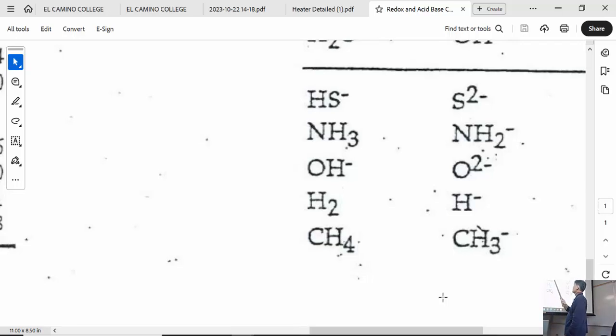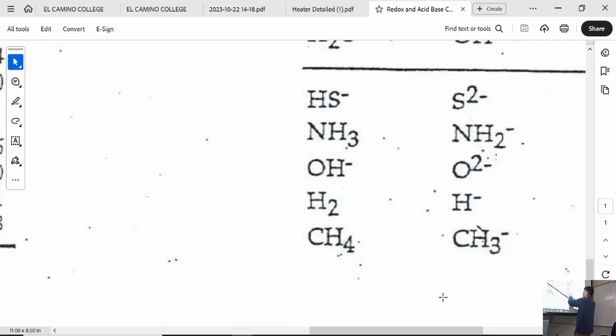Ammonia is an amphoteric species. Also, ammonia can lose a proton to form amide, or it can gain a proton to form ammonium. HS minus is amphoteric. HS minus can act as an acid, lose a proton to form sulfide, or it can gain a proton to form hydrogen sulfide, H2S. And so anyway, if we go hydrogen here, oxide, we form hydroxide. That's going uphill. This is not thermodynamically favorable. We need to go downhill.